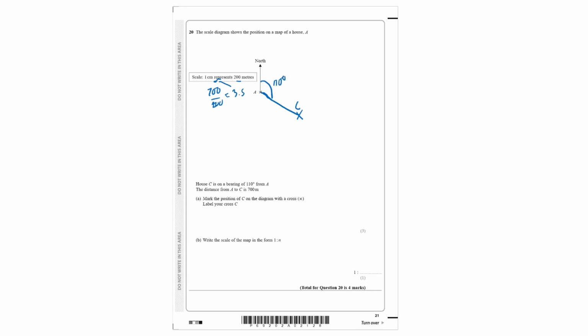And write the scale of the map in the form 1 is to n. So we already know that it's 1 centimeter is to 200 meters. We just have to convert everything into one format. And since it's asking for 1 already given, that means that centimeters remain centimeters. Convert 200 meters to centimeters. So a meter is equivalent to 100 centimeters. So we multiply this by 100. So we get 1 centimeter is equivalent to 20,000 centimeters. 20,000.